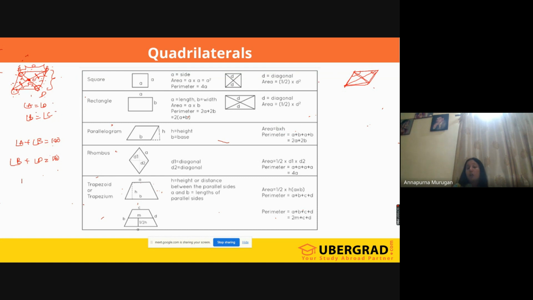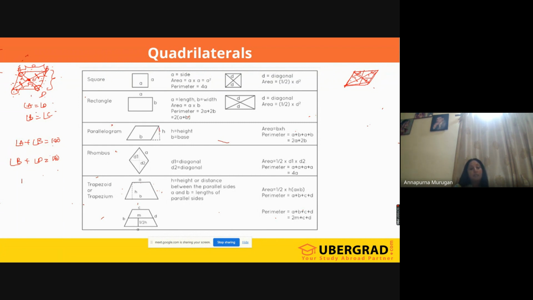Also, when these are equal, that means both of these are equal and both of these are equal. Now when you look at the triangles, four triangles are formed. In these four triangles, only opposite triangles are the same. So opposite triangles are the same, but not all four triangles.